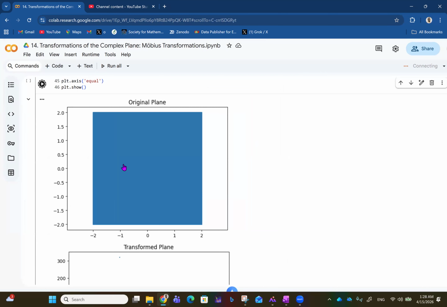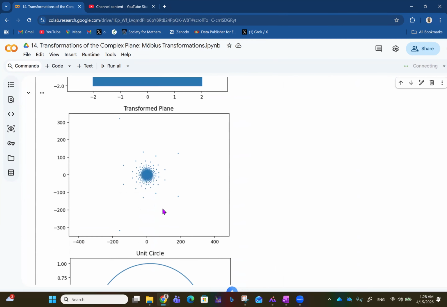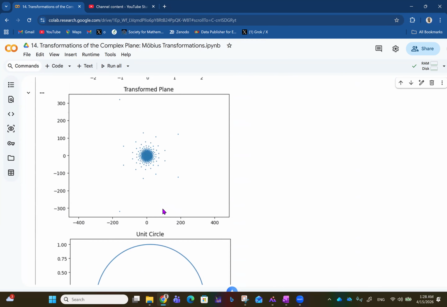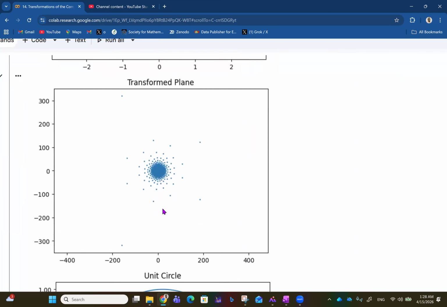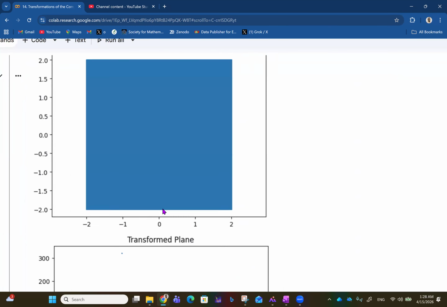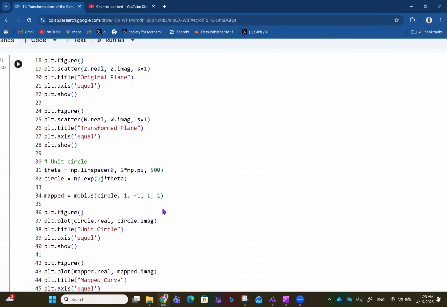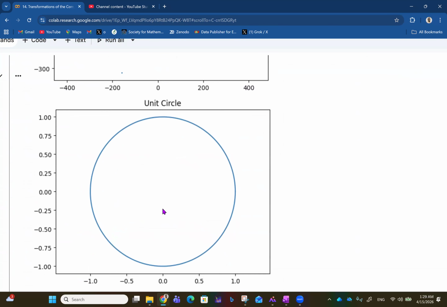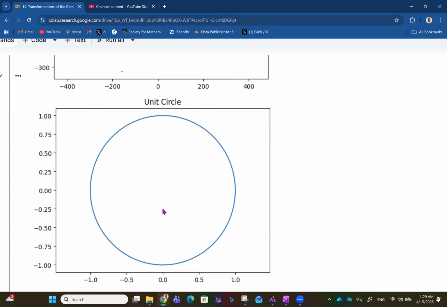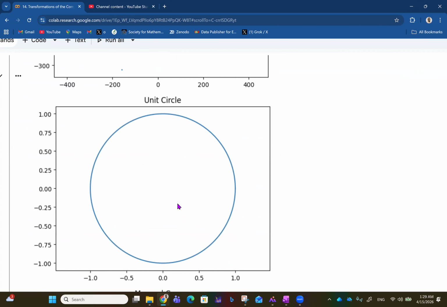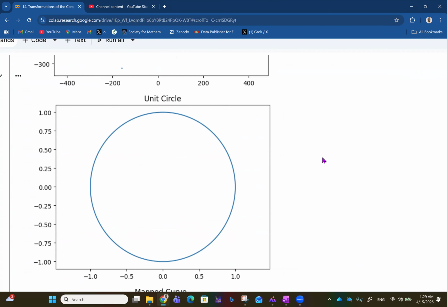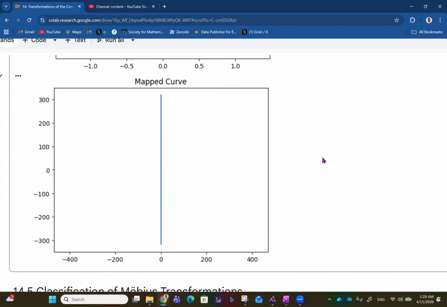So this is the original plane we have, from minus 2 to 2 on both sides. Then we also have the transformed plane here, after the transformation has been done. Then we have the unit circle, the circle with, I think, radius 1. That's the unit circle right there. Then we have the mapped curve, which is just a straight line.